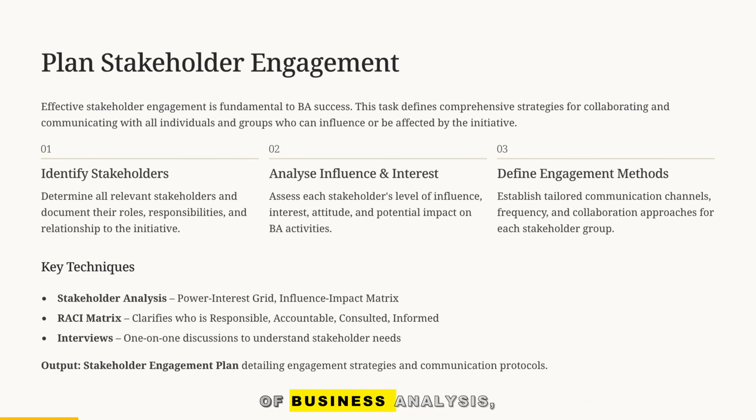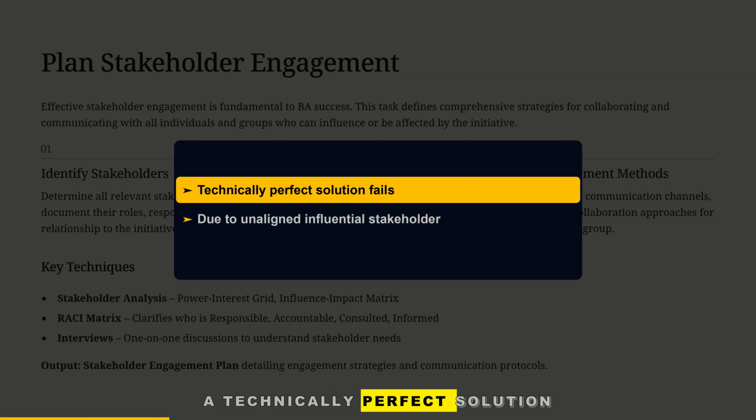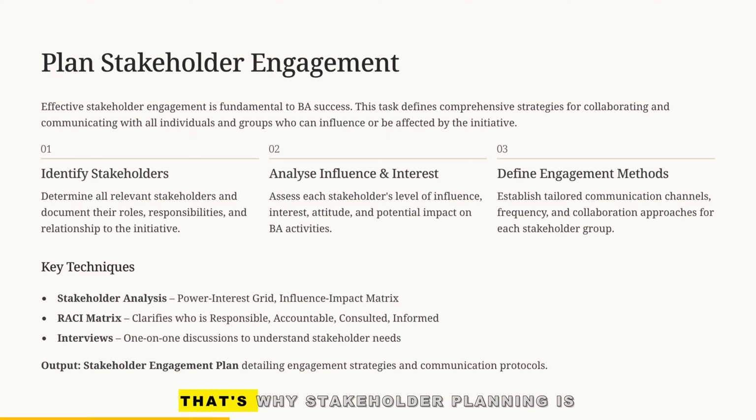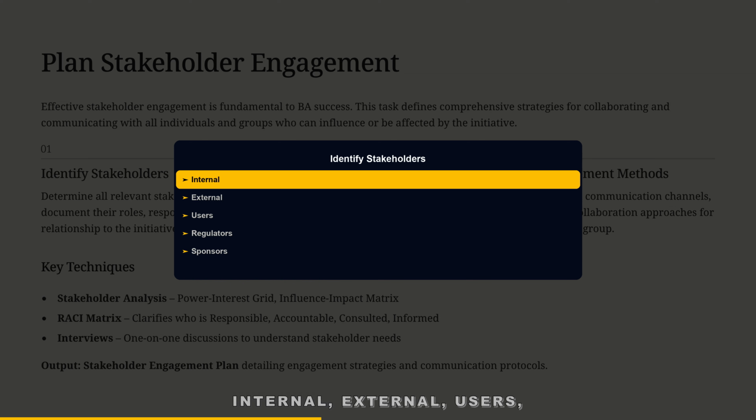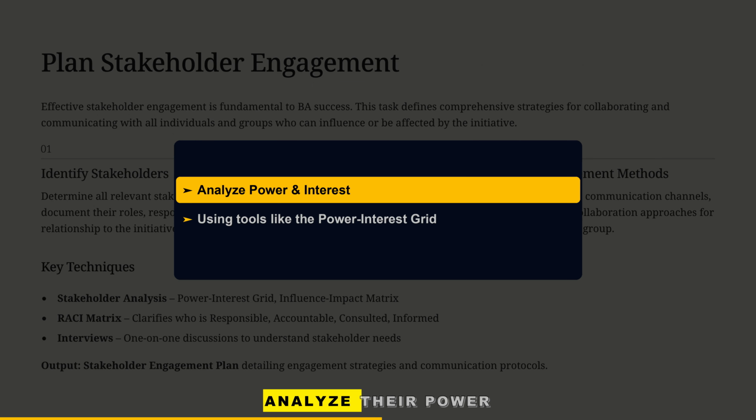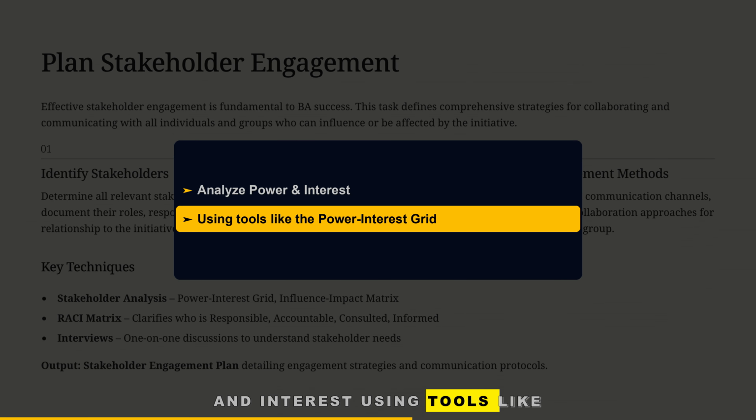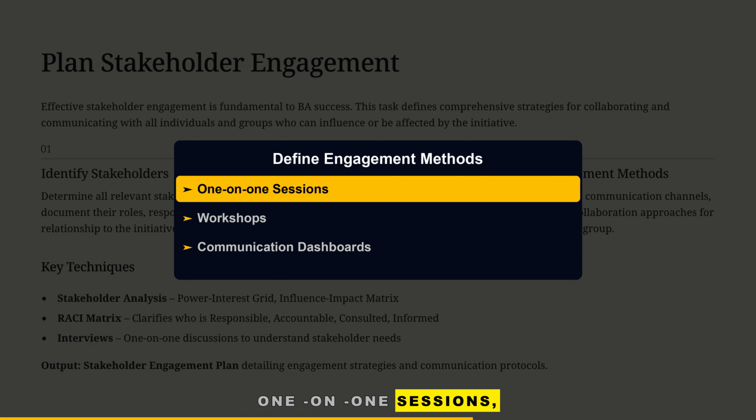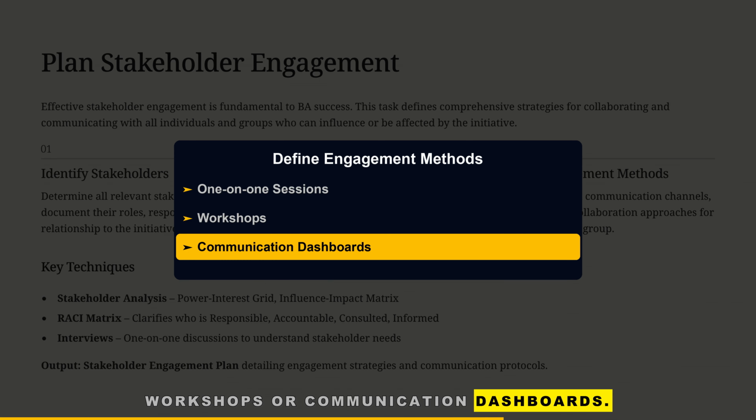This is the human side of business analysis: stakeholder engagement. Now, you've probably seen this in real life: a technically perfect solution that fails because one influential stakeholder wasn't aligned. That's why stakeholder planning is critical. The steps are simple but powerful. Identify every stakeholder: internal, external, users, regulators, sponsors, vendors. Analyze their power and interest, using tools like the Power Interest Grid. Define engagement methods: one-on-one sessions, workshops, or communication dashboards.